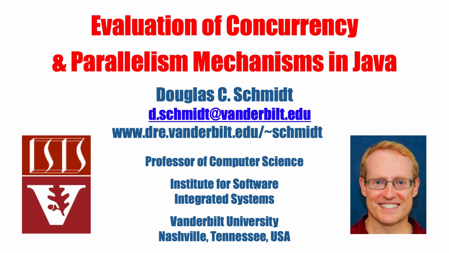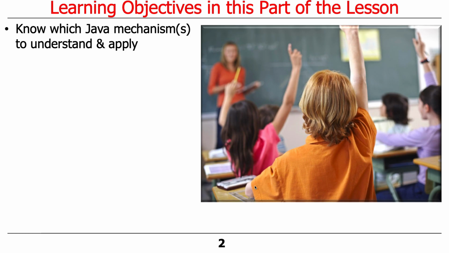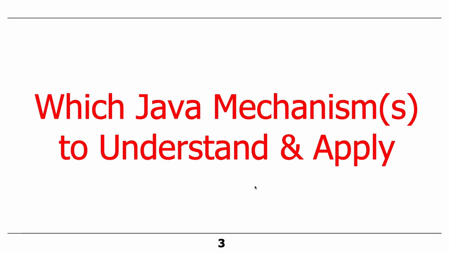And what we're going to do now is wrap up the discussion by evaluating the different mechanisms that Java provides for concurrency and parallelism. So the key point of all this stuff is to understand what the mechanisms are and when to apply them, because there's a bunch of different choices.